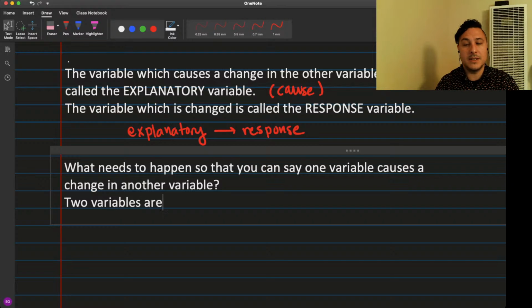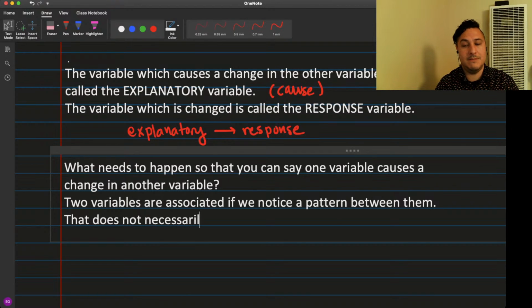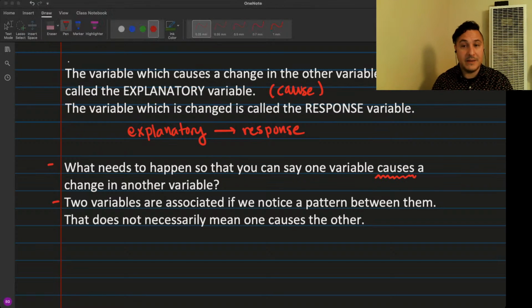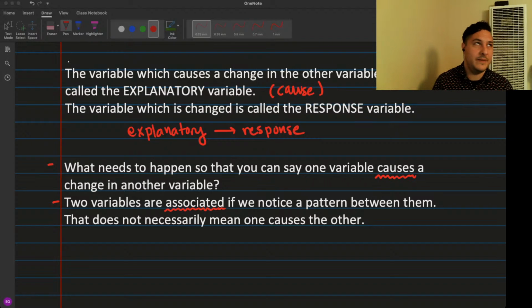Two variables are associated if we notice a pattern between them. That does not necessarily mean one causes the other. So in statistics, saying that something causes the other is a very, very strong statement. It is much better to say that the variables are associated. Because when you say that something's associated, you're just saying, look, I'm noticing a pattern. I don't know which one, if any, causes the other. There's just this pattern that I am noticing.